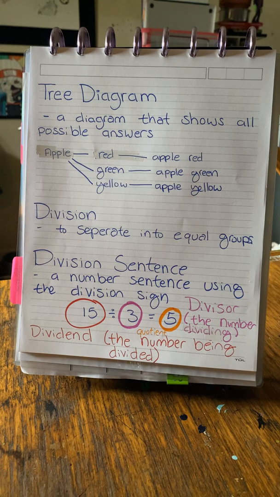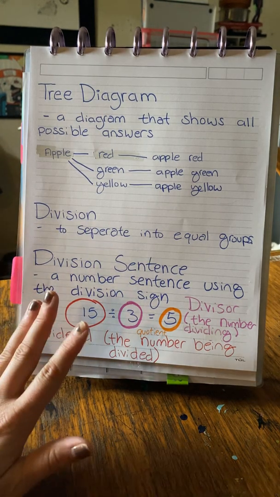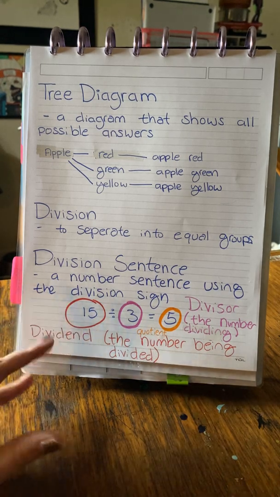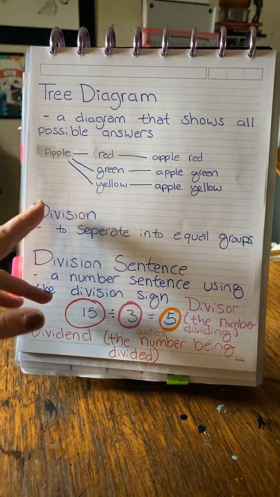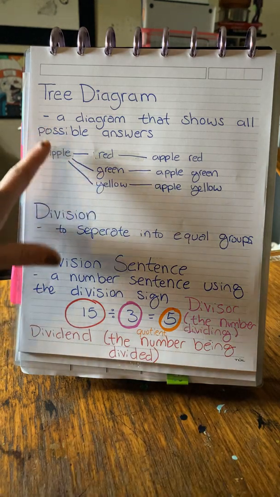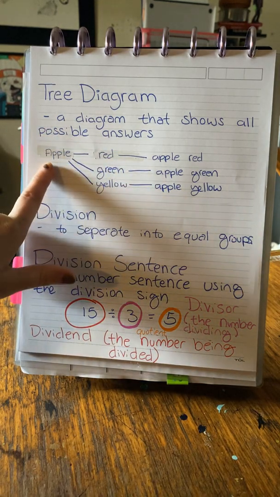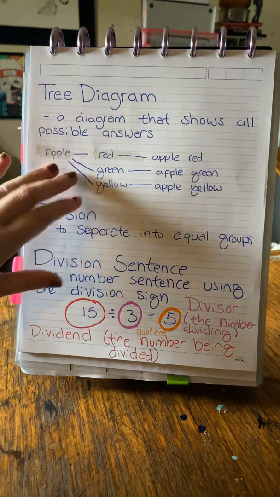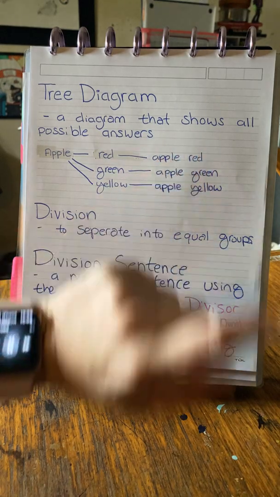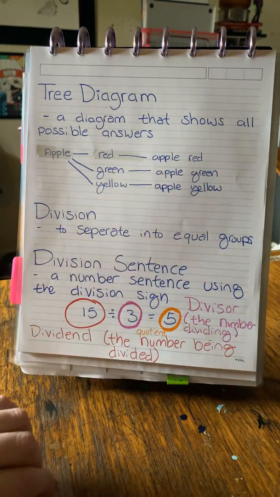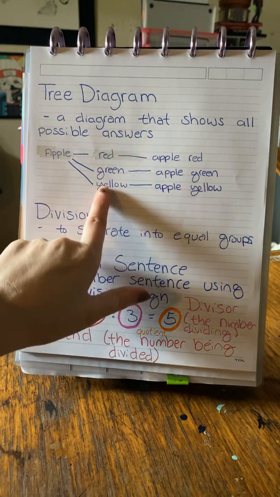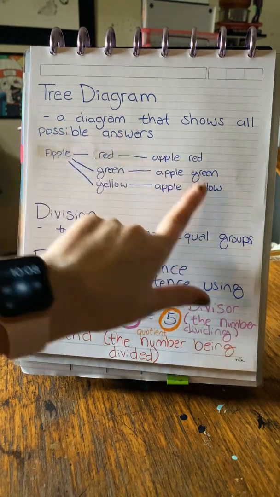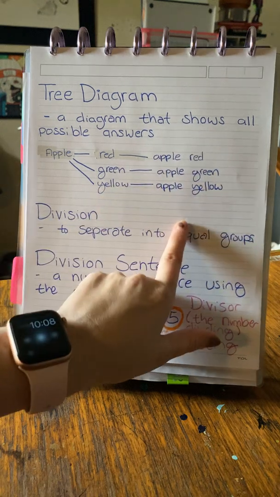So the first thing we're going to look at today is our tree diagram. It's a diagram that shows all the possible answers. This should look familiar, not just from math, but also because we've done some mind mapping like this. So we start off with the idea of an apple. And let's say that our possibilities are red, green, and yellow. So we would have a red apple, a green apple, a yellow apple. So combining the words, the colors, and this particular fruit. So it's just a way of mapping out our possibilities here.